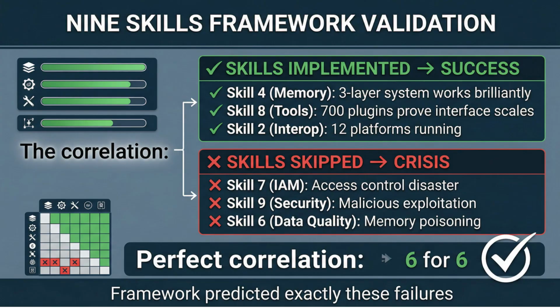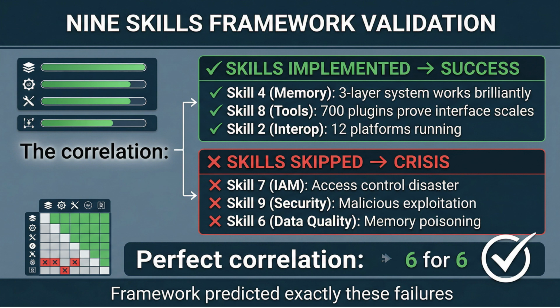Here's what validates the 9 skills framework. OpenClaw implemented 3 skills brilliantly: memory management, tool interface, and interoperability. These became their biggest successes. The memory system works. The plugin architecture scales. The platform integrations thrive. But they skipped 3 skills: IAM, security first, and data quality. These became their biggest crises. No access controls, malicious skills, memory poisoning.